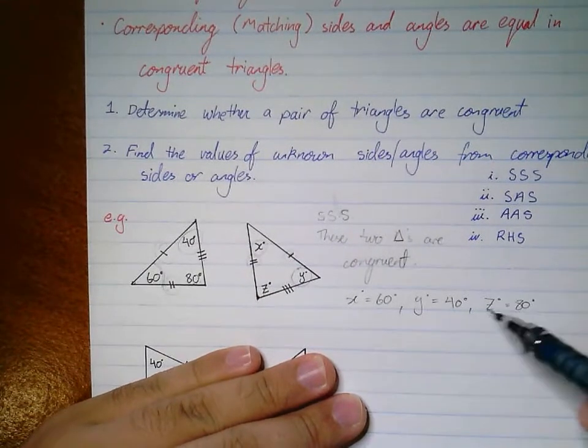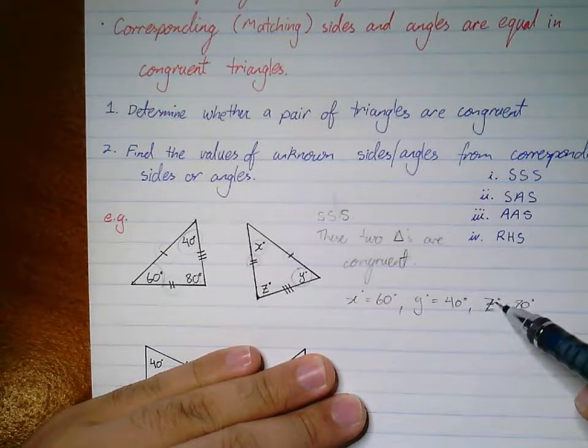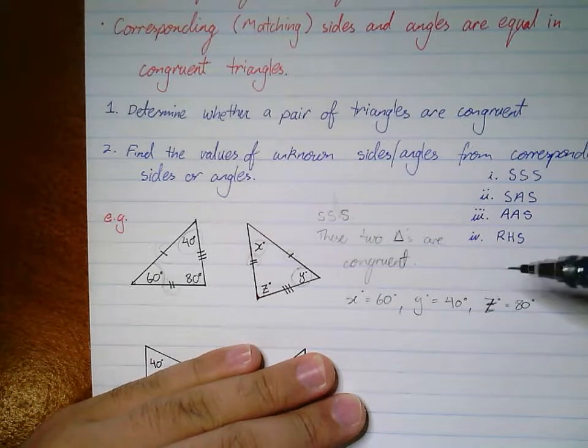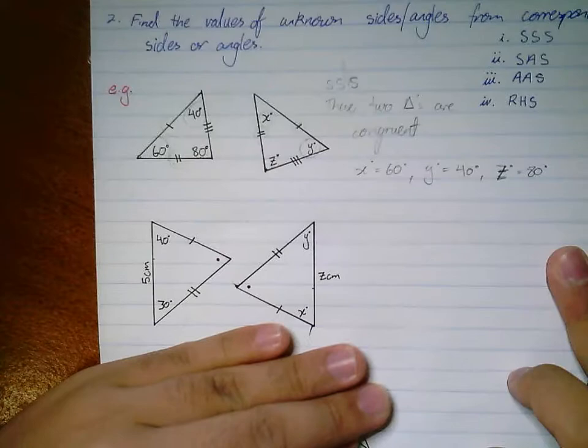So this is what it means about congruent or corresponding sides or angles in congruent triangles. Let's take a look at our next example here.